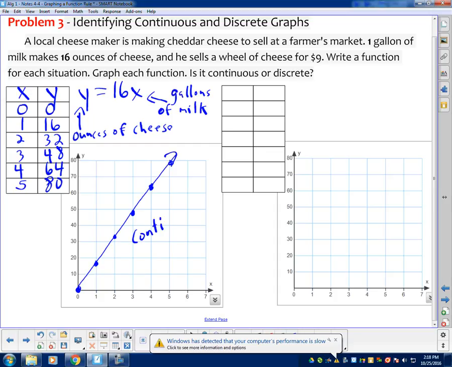To connect the dots, this is continuous. I can make any amount of cheese I want. I could put in any amount of milk I want. But what kind of animal is it? Doesn't matter. Yeah, there you go.